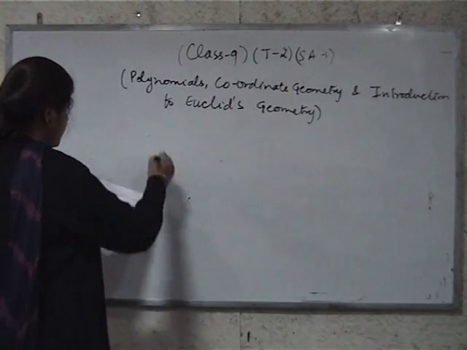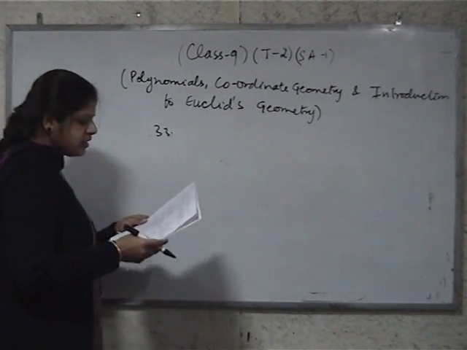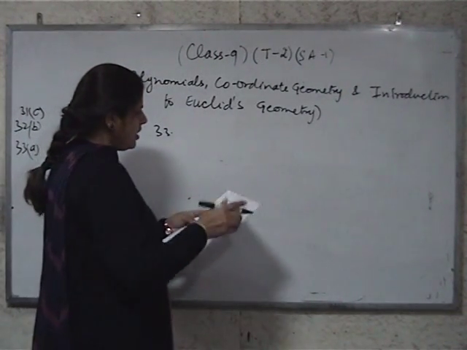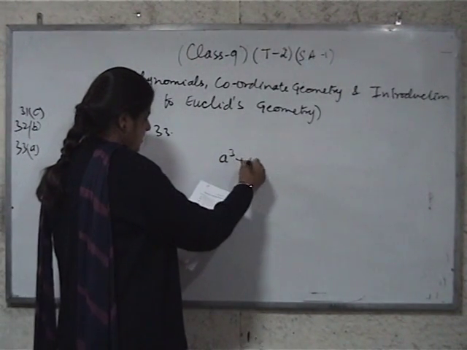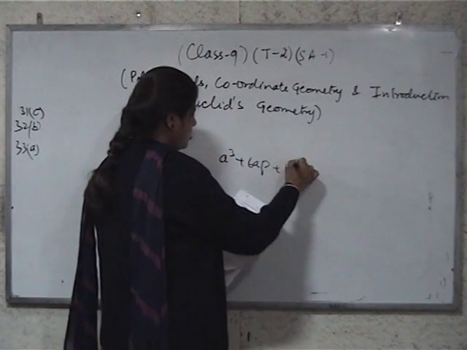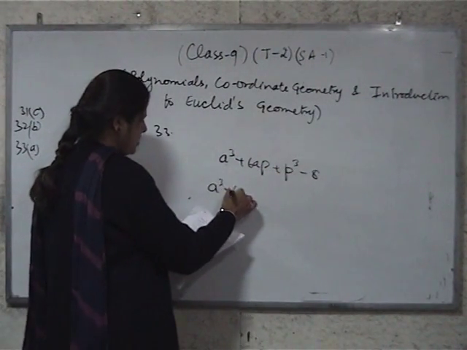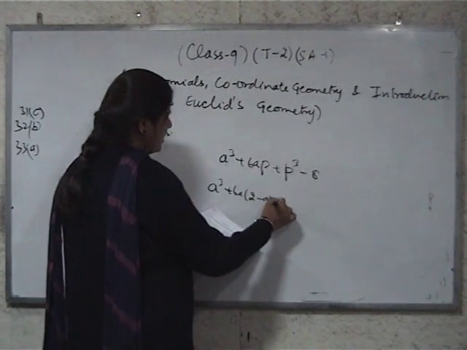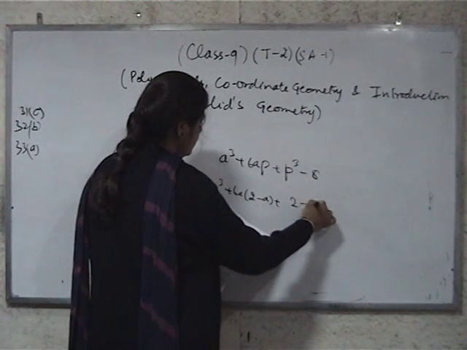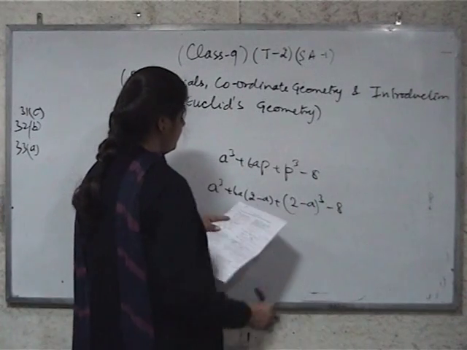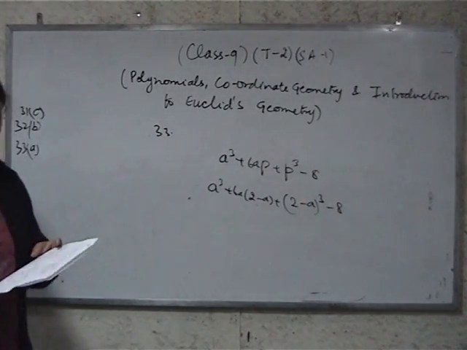Question number 33 is, if p is equal to 2 minus a, then the value of a cube plus 6ap plus p cube minus 8 is. P is given to be 2 minus a. So a cube plus 6a times 2 minus a plus 2 minus a cube minus 8. I want to know what the value of this expression is.